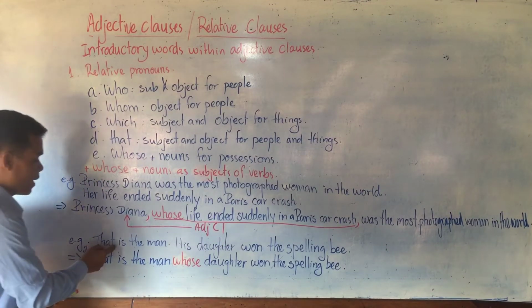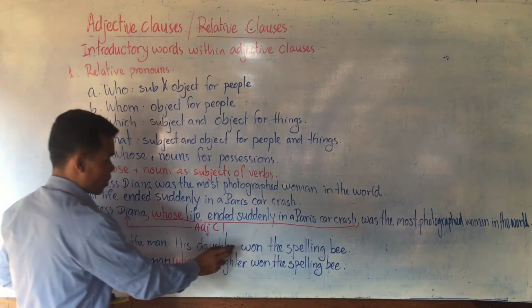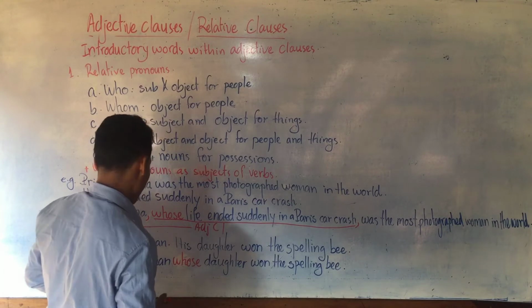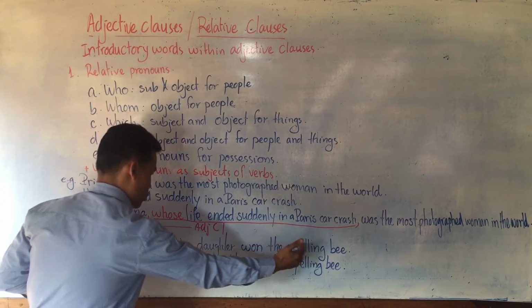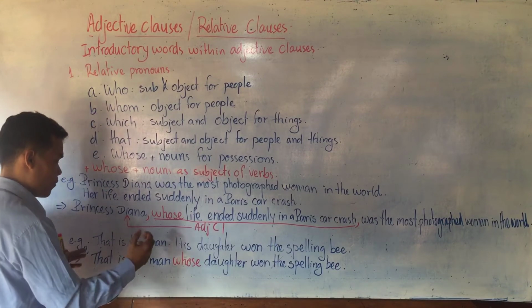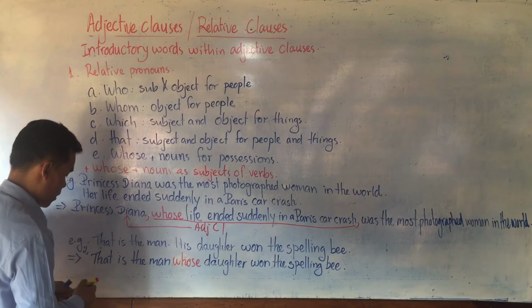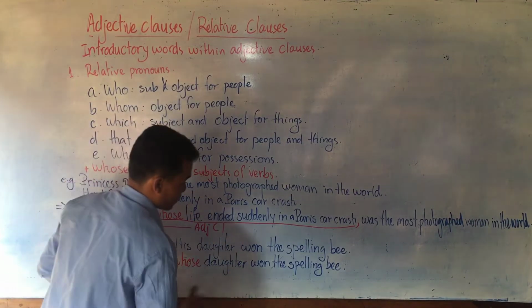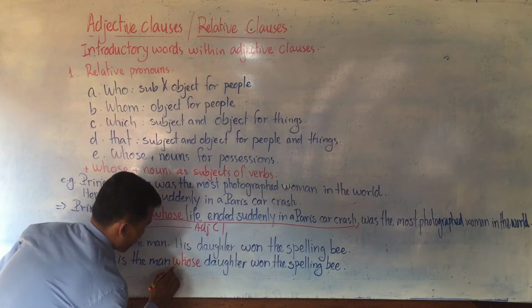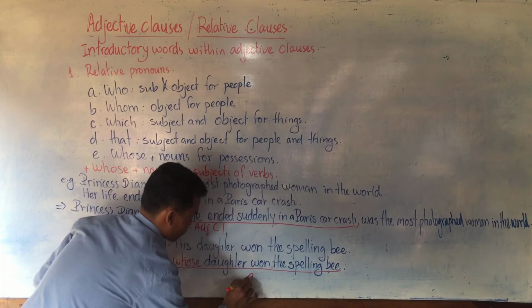One more example. That is the man. His daughter won the spelling bee. Man and he. So in order to combine these two simple sentences, we have to use whose to replace his here. That's why then we can write: That is the man whose daughter won the spelling bee. Adjective clause from whose to bee.